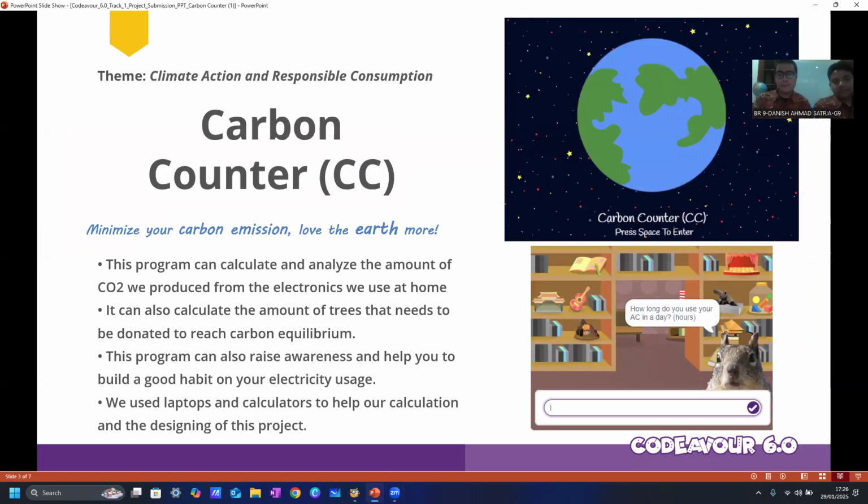Carbon Counter. With our motto, minimize your carbon emission, love the earth more. This program will calculate and analyze the amount of CO2 you produce from the electronics we use at home. It can also calculate the amount of trees that need to be donated to reach the carbon equilibrium. This program can also raise awareness and help you to build a good habit on your electricity usage. We use laptops and calculators to help our calculation and design this project. And here we have one of the glimpses of our project Carbon Counter.